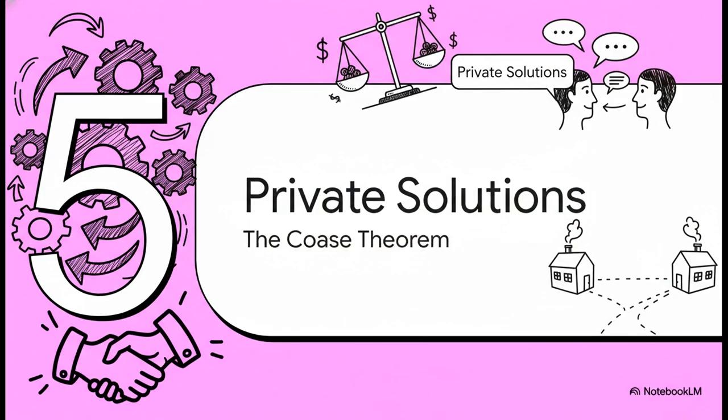All right, so we've spent a lot of time on government solutions, but is that the only way? Did the government always have to be the one to fix it? Well, an economist named Ronald Coase came along and basically said, hold on a second, maybe not. He argued that sometimes people can sort these problems out on their own.